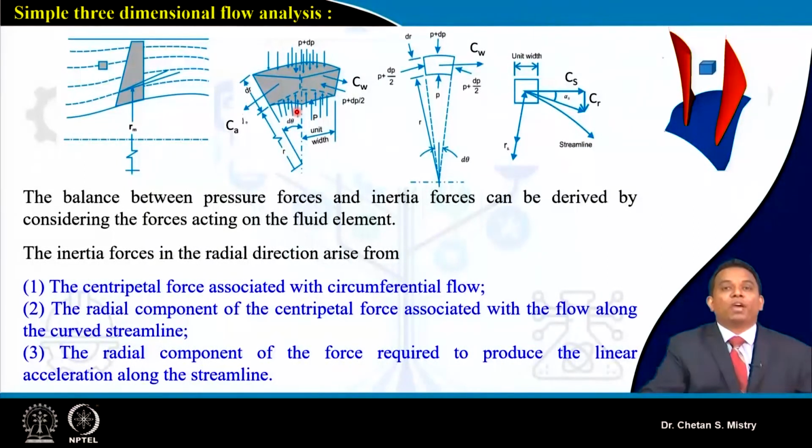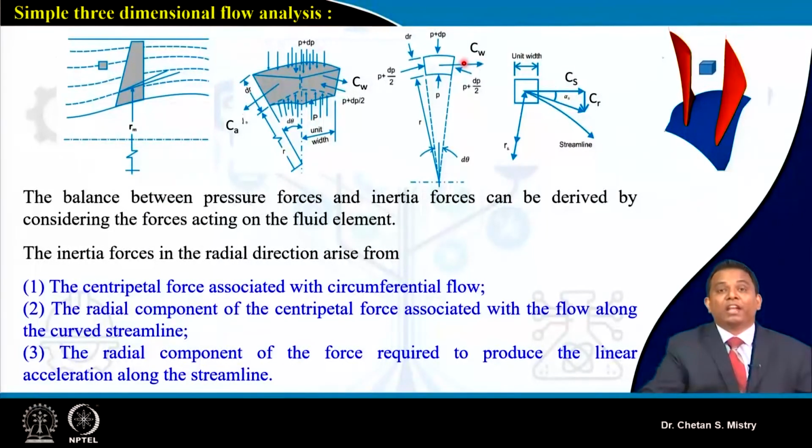If I put in my pressure, I can say the pressure acting from the downside is P, and from the upper side P plus dP. On the other side also P plus dP. Now, if you look carefully, this direction represents my flow direction, the axial velocity. And this circumferential direction represents my whirl component.